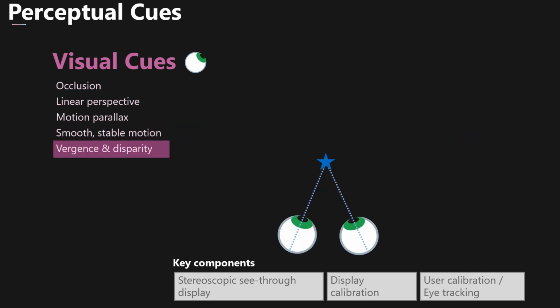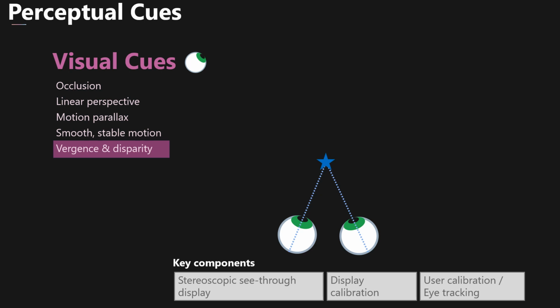All the cues we've covered so far have been monocular. That is, they only require one eye for them to be effective. The two binocular cues we'll cover now are vergence and disparity. Together, these cues allow stereopsis, which refers to how we perceive depth by comparing the differences between the images received by the two eyes. I'll review vergence and disparity quickly, and then we'll talk about their importance to holographic experiences.